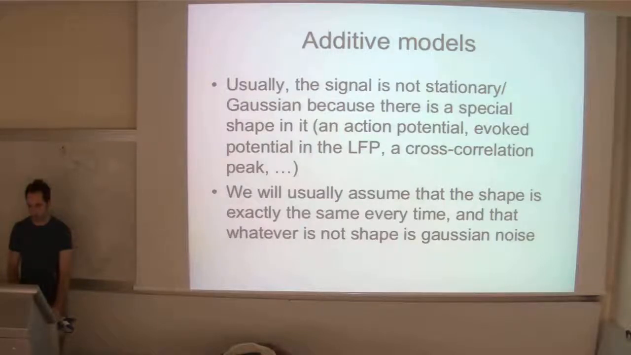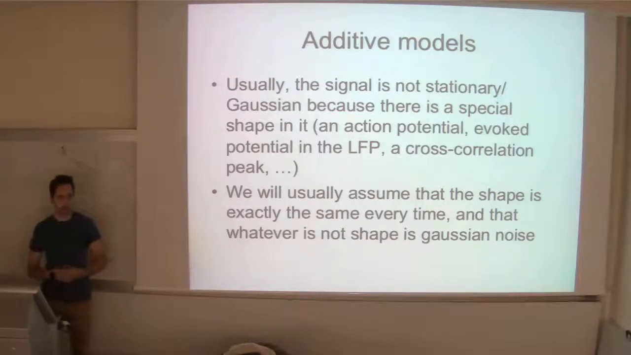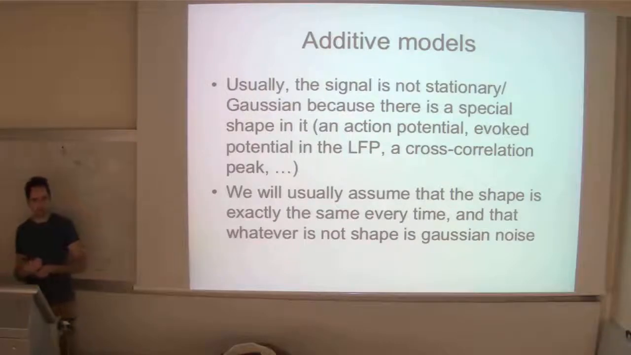And I'm not going to talk about them, but yes, I'm going to talk about additive models, as we already suggested a little bit. By now we saw how we can look at data and then build it again by eliminating frequencies from the frequency domain. In additive models, usually the signal is not stationary or Gaussian because there is a special shape in it, like spikes or action potentials or evoked potentials in LFP, etc.